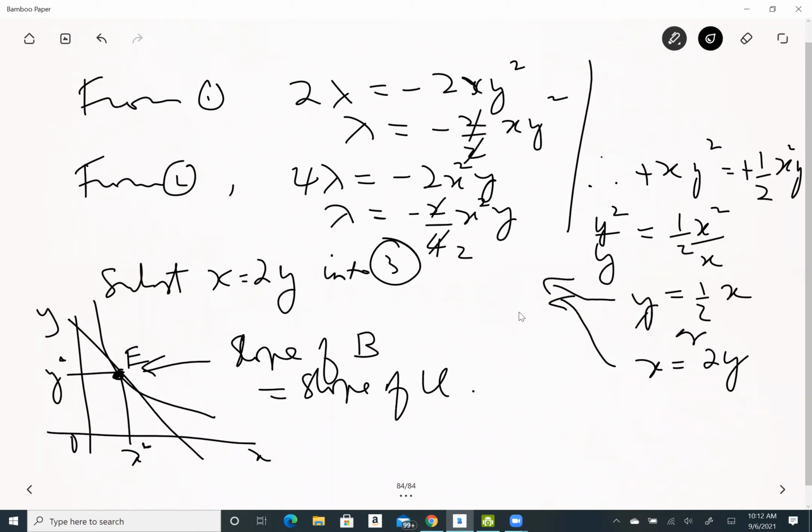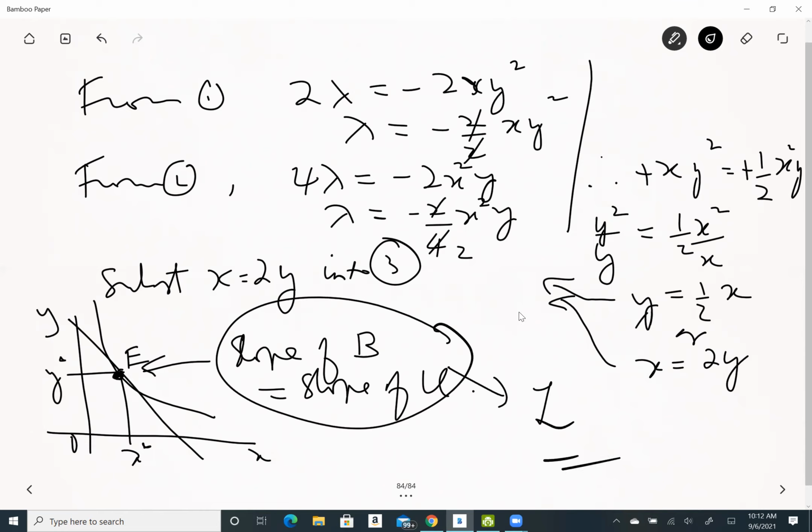So how do you get that point? You don't have to do it like this. We do it by Lagrangian. Right, so that is example number 4. Now you move on to example number 5.